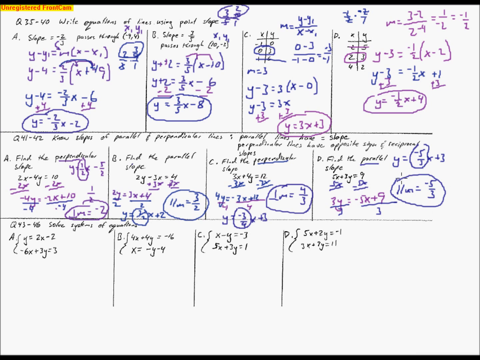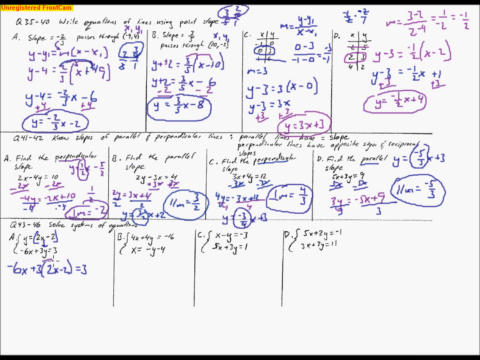Well, those are parallel and perpendicular. Here's some solving of systems. So we've got a couple different ways we can solve. Whenever y is by itself, or x is by itself, I'm using substitution. I'm going to take this 2x minus 2, I'm putting it in for y right there. It's the fastest way. Negative 6x plus 3. Now, whenever you have a coefficient in front of the term you're substituting, put parentheses around that expression. And then you're going to end up having to use the distributive property.